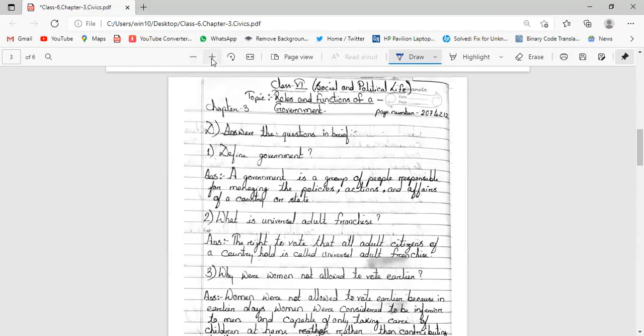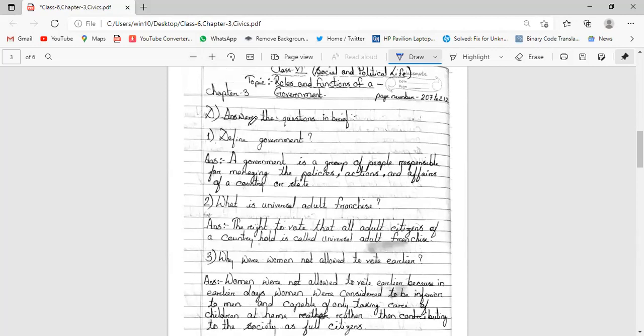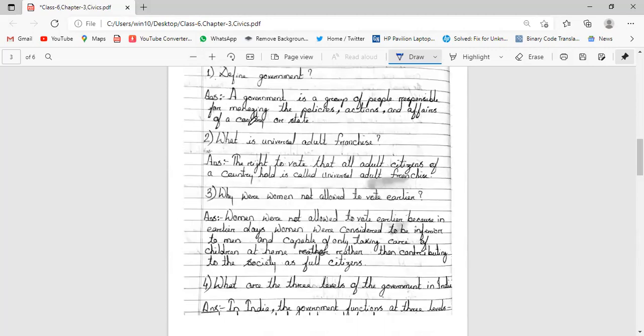On the screen, you can see here the question answers. Define the government. A government is a group of people responsible for managing the policies, actions, and the affairs of a country or state. What is universal adult franchise? The right to vote that all the adult citizens of the country hold is called universal adult franchise.